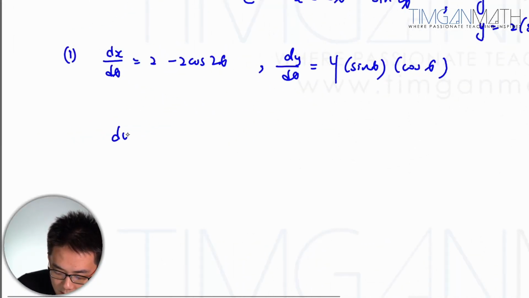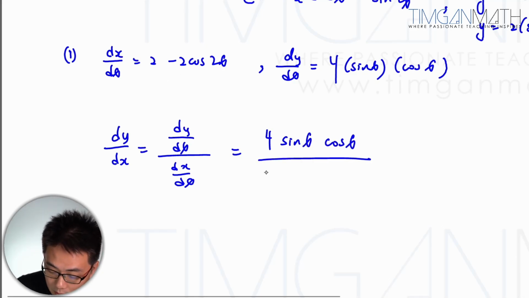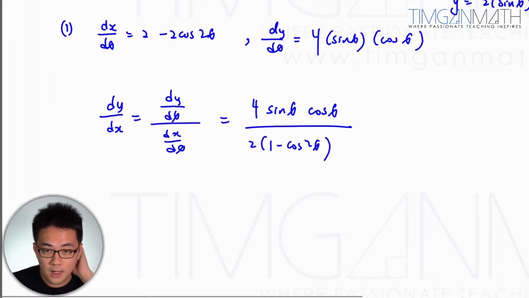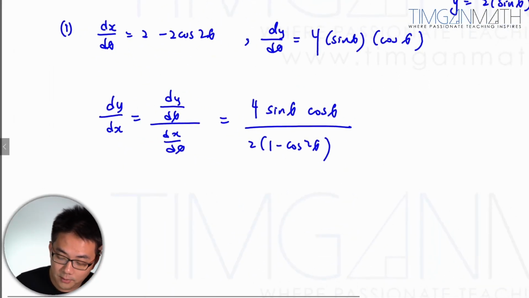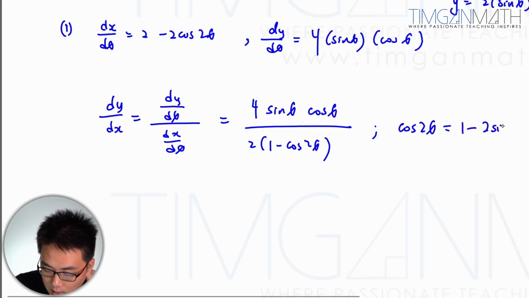So dy/dx will just be dy/d theta over dx/d theta. You could just divide it. So this is 4 sine theta cosine theta over, we could factorize the 2 out, 2 times 1 minus cosine 2 theta. This may look a bit confusing, but what we could do is make use of cosine 2 theta is equals to 1 minus 2 sine squared theta.